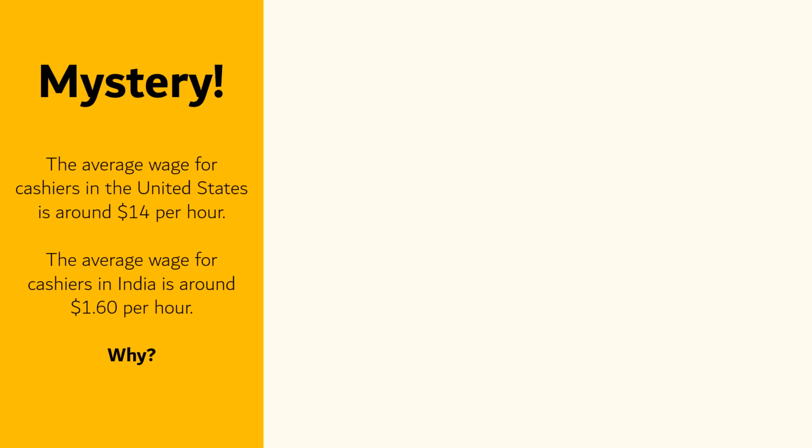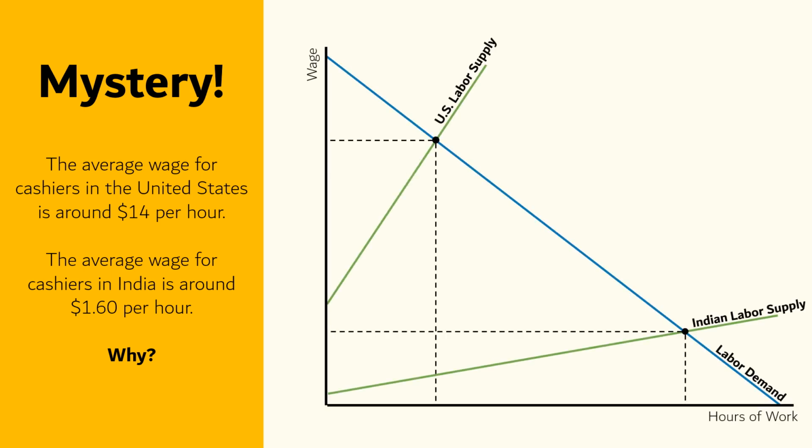The answer has to do with the supply of labor. There are more high-paying job opportunities in the US, which raise US workers' reservation wage compared to India, and also mean that the number of people seeking to be a cashier is proportionally smaller in the US compared to India. To be clear, it isn't a problem that India has a much larger population than the US. That isn't what pushes Indian wages down. It's the lack of other job opportunities that does it.